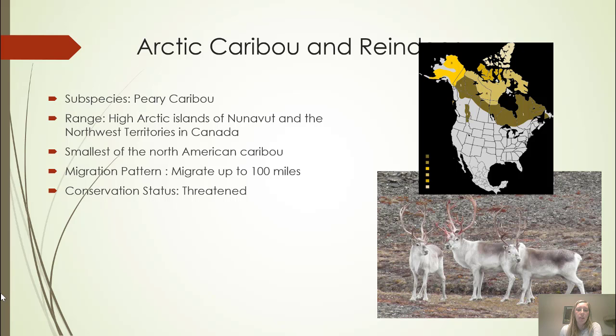This is the smallest of the North American caribou. They migrate about 100 miles in one direction and then back. So not a huge migration. Some caribou migrate extremely long distances. Their conservation status is threatened.